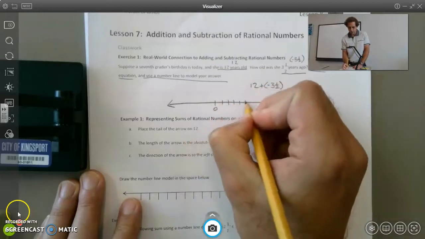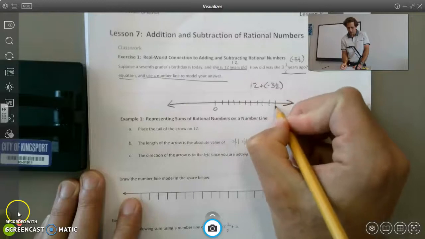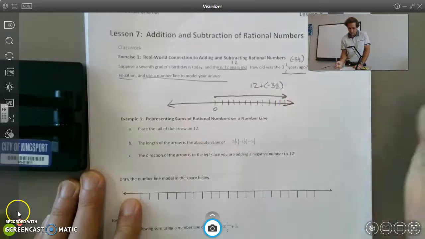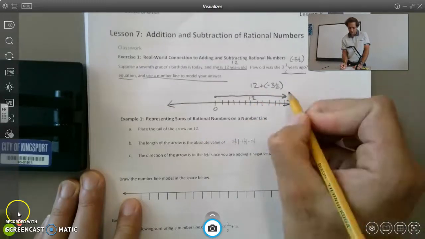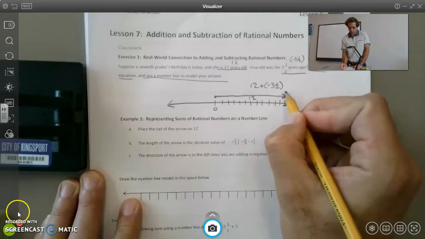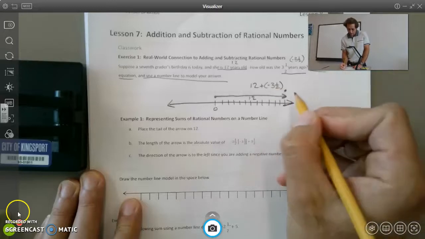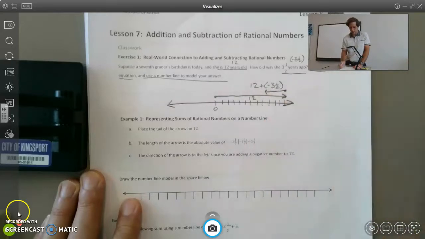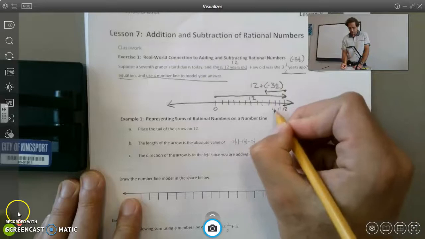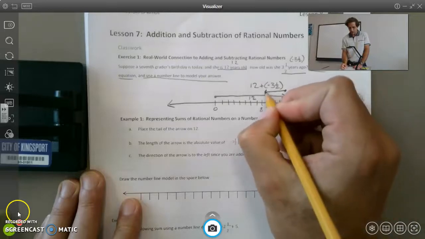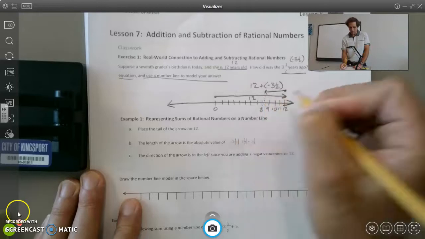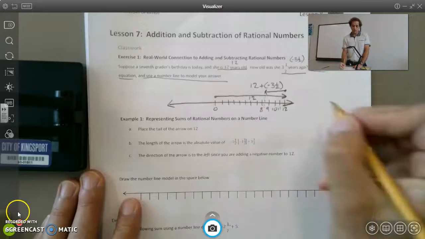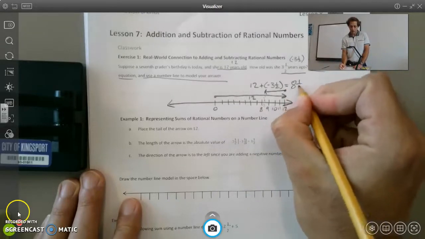0, 1, 2, 3, 4, 5, 6, 7, 8, 9, 10, 11, 12. Barely fit those in on there. Okay, so 12. And then I need to add a 3 1/2 here. It's negative, so we're going to the left. So I'm going to go back 1, 2, 3 1/2 spaces. So let's make sure we have these labeled. 11, 10, 9, 8. And you can see that this arrow stops halfway between the 8 and the 9. And what that means is she would be 8.5 years old.